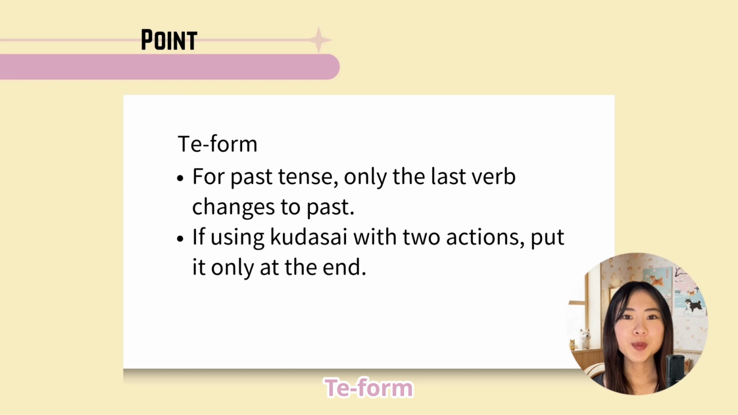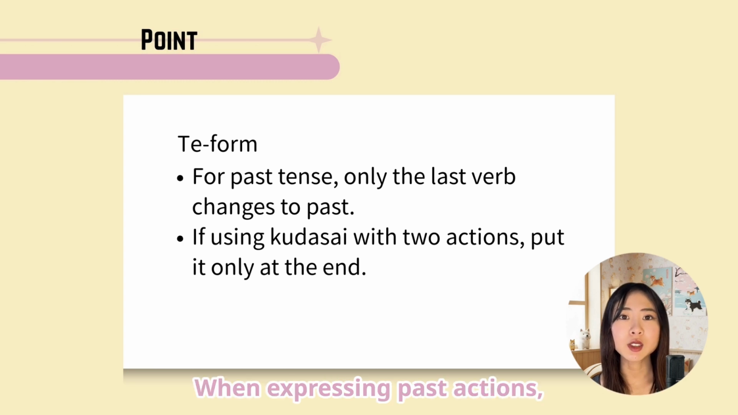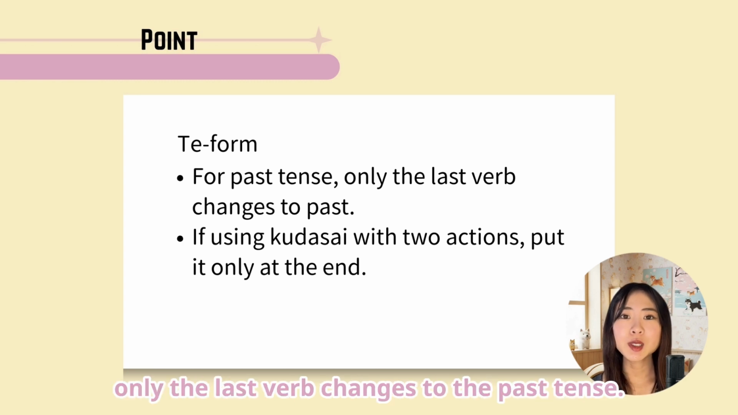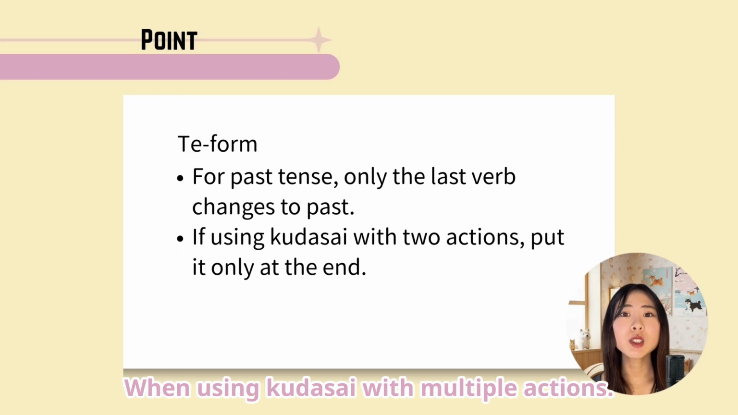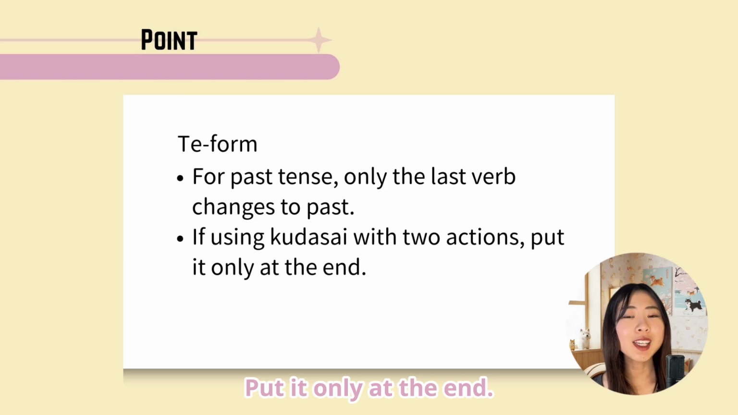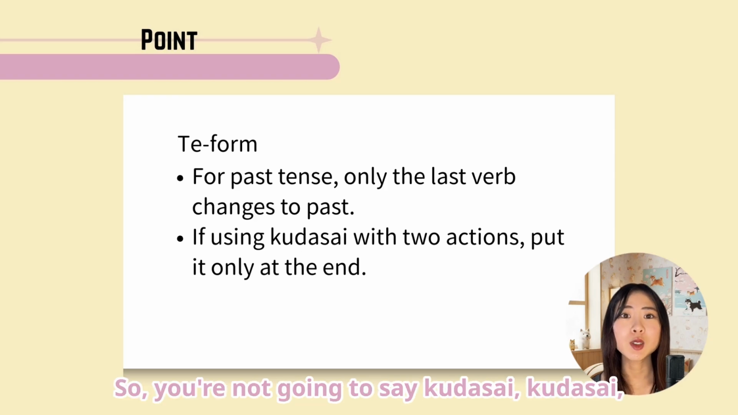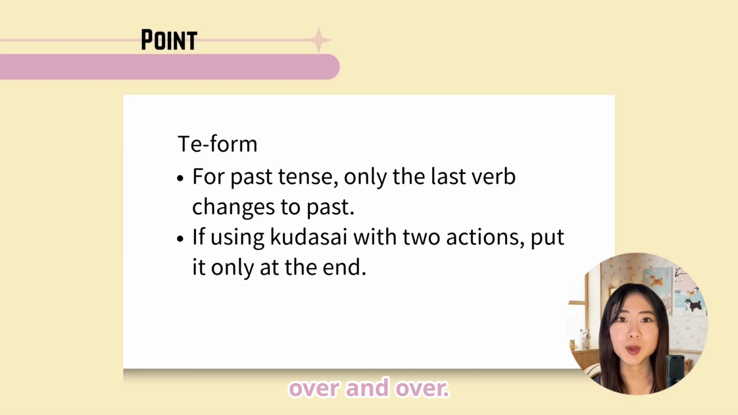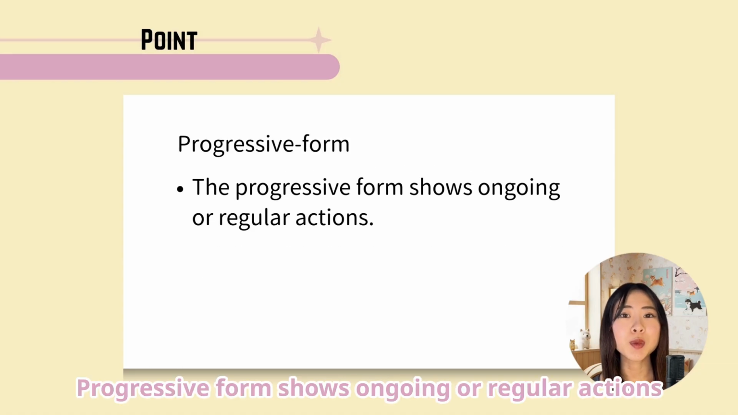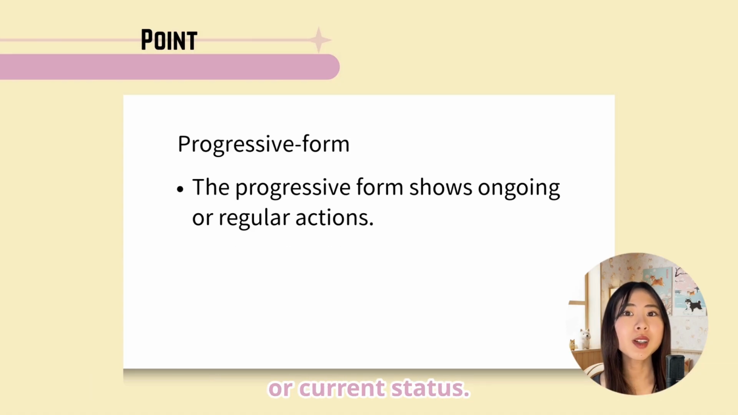Te form. When expressing past actions, only the last verb changes to the past tense. When using ください with multiple actions, put it only at the end. So you're not gonna say ください over and over. Progressive form shows ongoing or regular actions or current status.